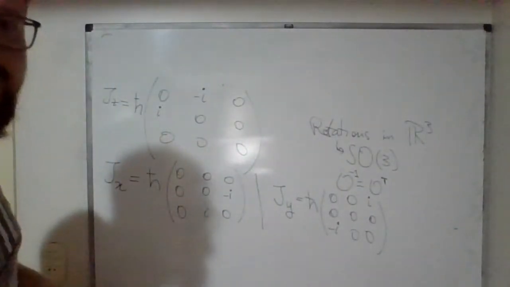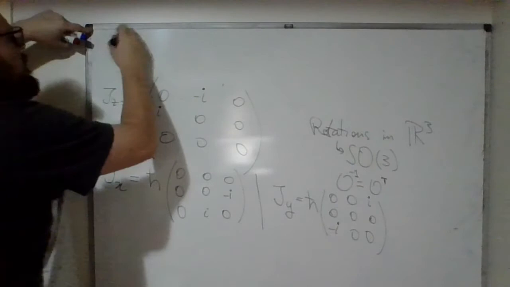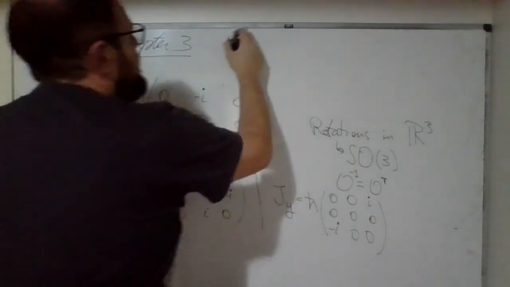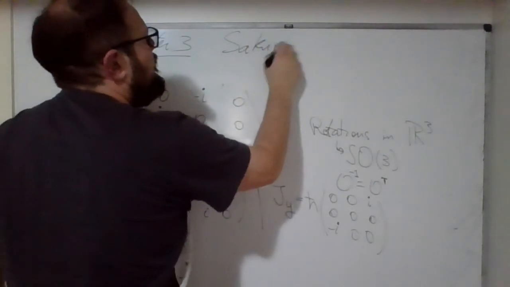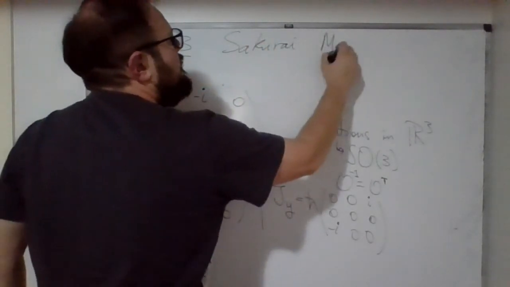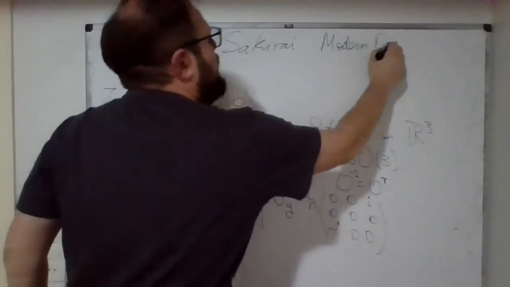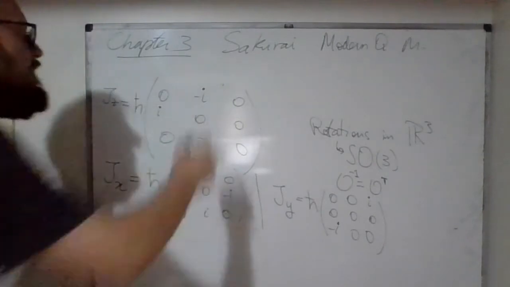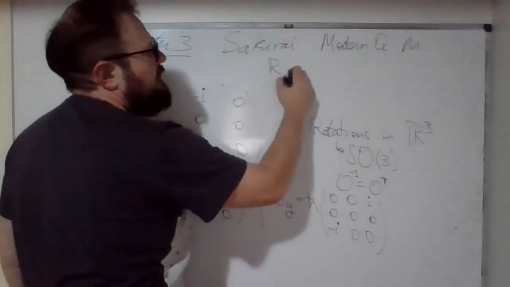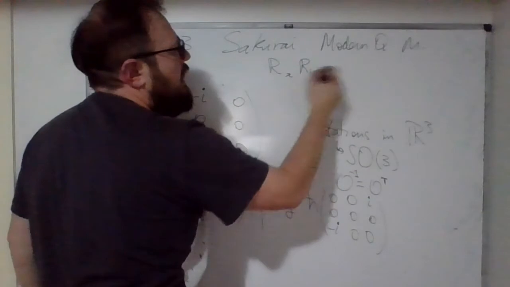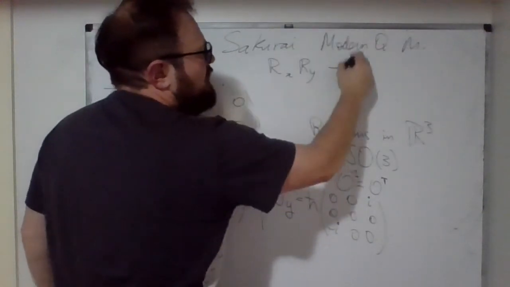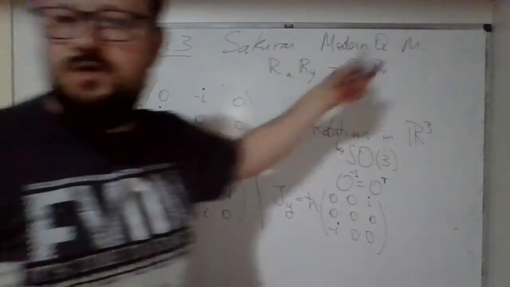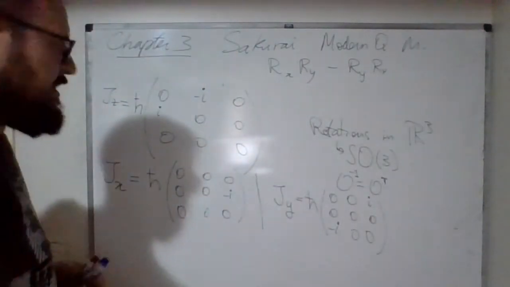In the book of Sakurai, Modern Quantum Mechanics, you can look at chapter 3. And there he discusses what is the result of doing some Rx, Ry, and in reverse order. Okay, they do not commute. You can show that.